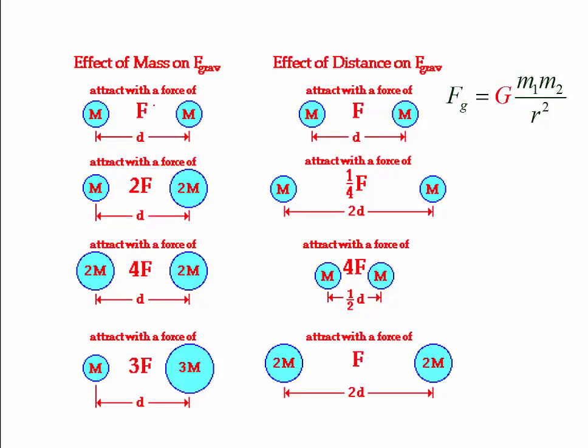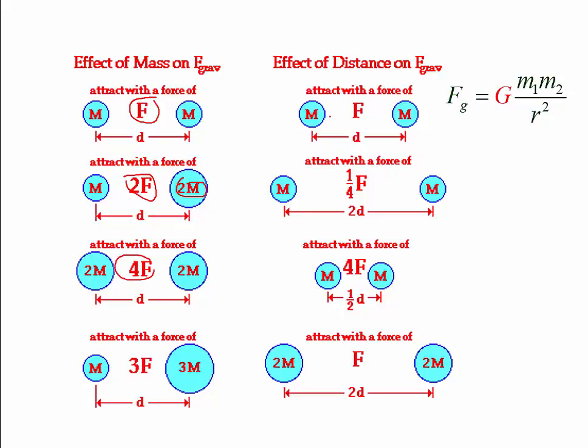Now, if you look at this, I have represented different objects at different distances. When a mass m is separated from another mass m by a distance d, the force between them is F. What happens when one of the masses is doubled, keeping the distance the same? The force also is doubled. That's the meaning of direct proportion. If both masses are doubled, the force becomes 4F.